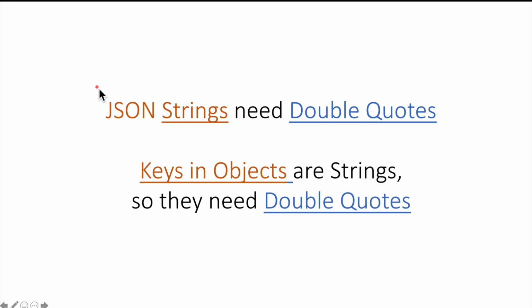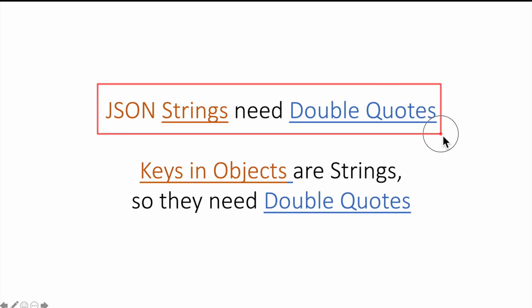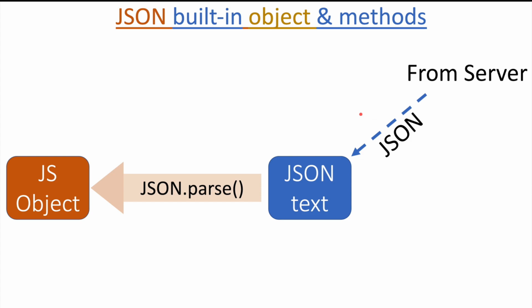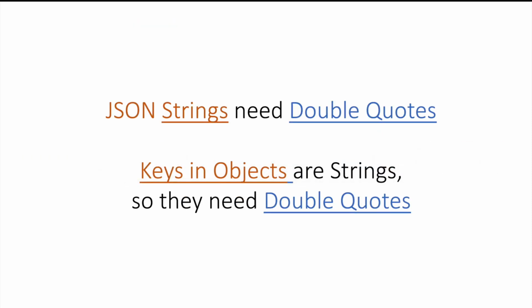And regarding the syntax of JSON, it is mostly similar to JavaScript, but we have to remember that JSON strings need double quotes, and keys in objects are strings, so they need double quotes as well. In most front-end applications, JSON is the format in which we get data from the server's API. Going forward in this course, whenever we say API, it will mean an API that returns and accepts JSON.